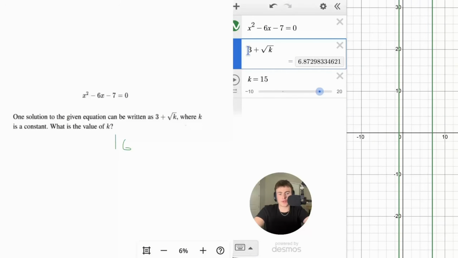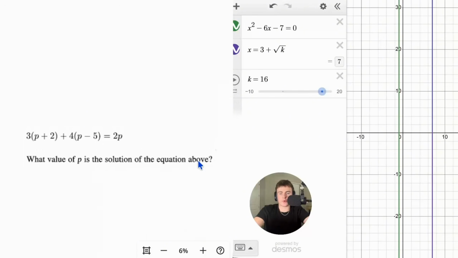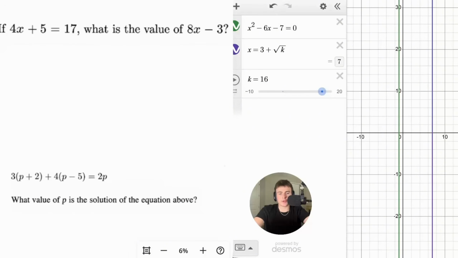You could also do like this, x equals 3 plus root k, and then you could just drag it until it lines up with the green one, right? Which makes it a little bit easier visually. It's the same process. So anyway, that wraps up one variable equations, and I'm not going to sugarcoat it, honestly.